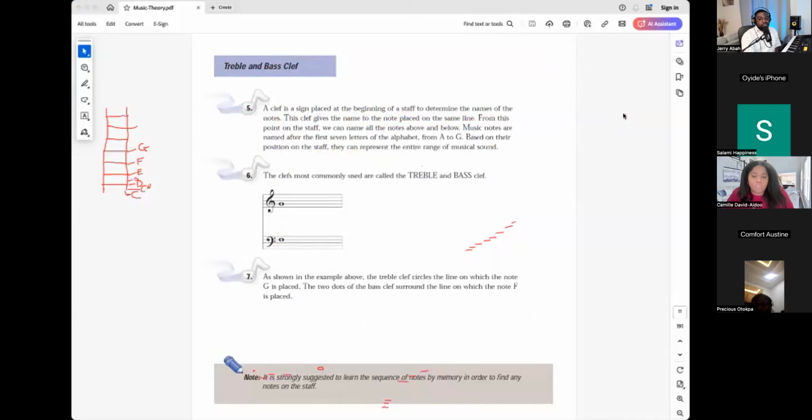All right. So we say a clef is a sign placed at the beginning of the staff to determine the name of the notes. So the treble clef circles around the second line. You see where it circles on the second line? So that makes us call the treble clef the G clef. Any note that falls on that line is a G.